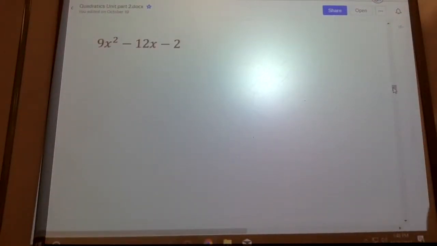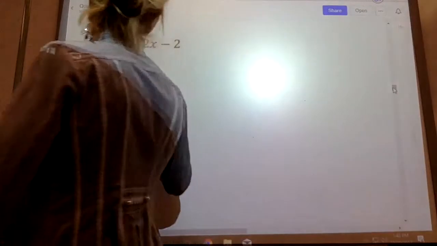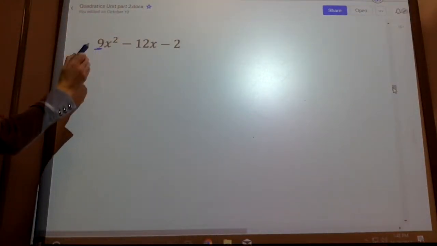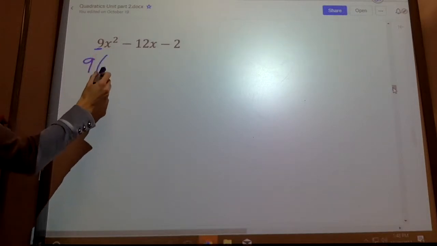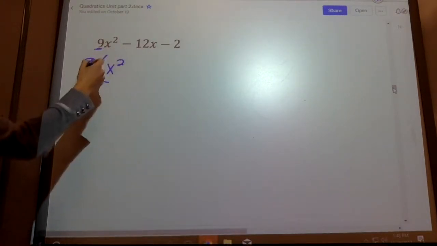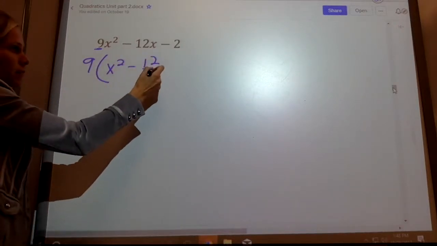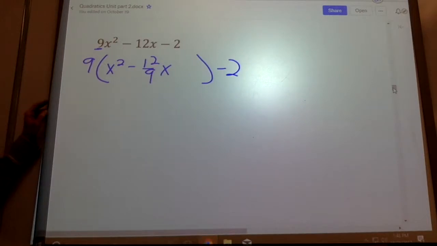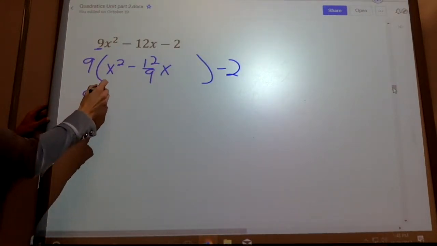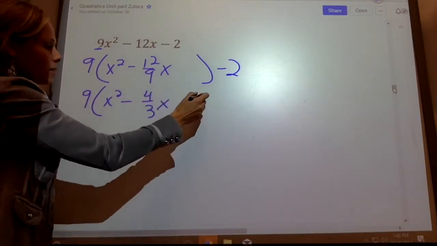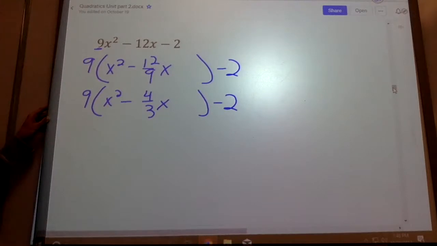Okay, so all terms are on one side, right? I need to get rid of this 9. You can't have the 9 there. So factor out a 9. 9 divided by 9 is 1. 12 divided by 9 is 12 ninths. The b term is not always divisible by the a term. And then simplify that to make it easier. So let's say 4/3 instead of 12 ninths.